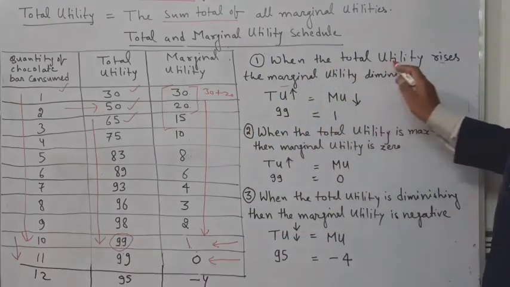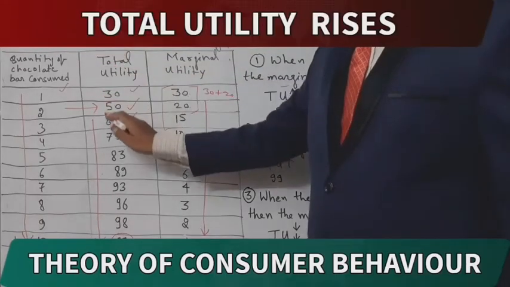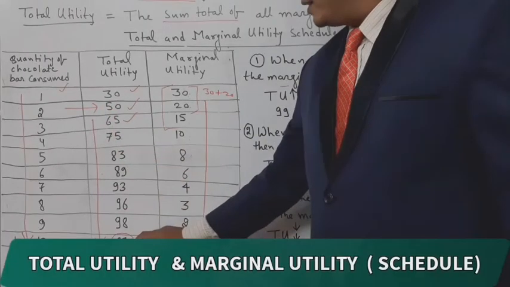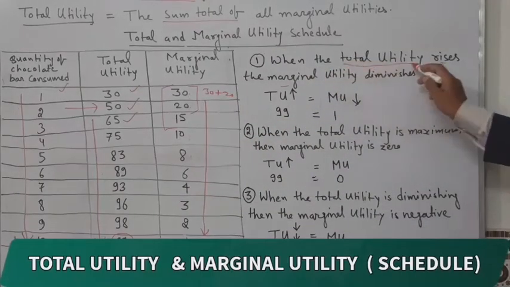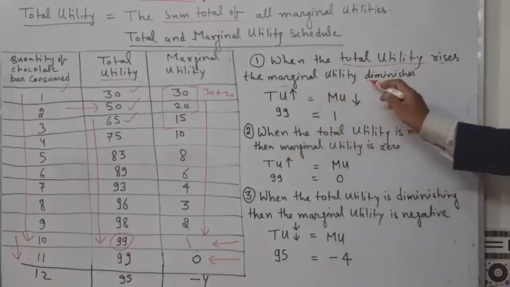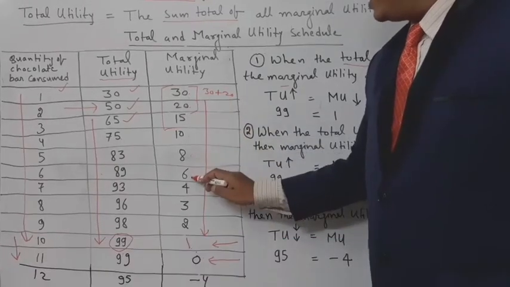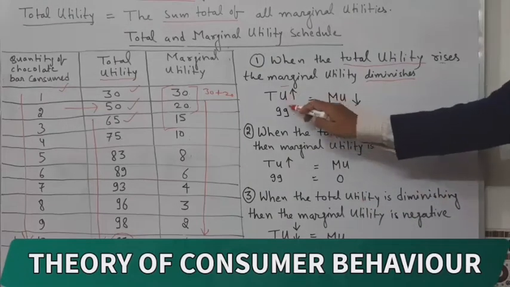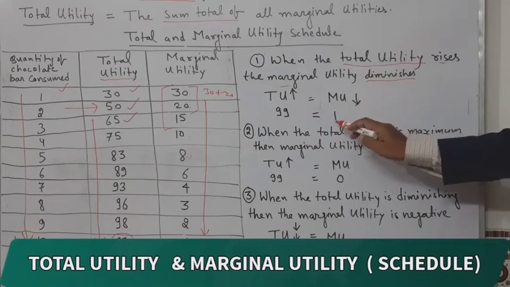Total utility rises 30, 50, 65, 75, 83, up to 99. When the total utility rises, the marginal utility diminishes: 30, 20, 8, 6, 4, 3, 2, 1. Total utility increased to 99, marginal utility decreased to 1.